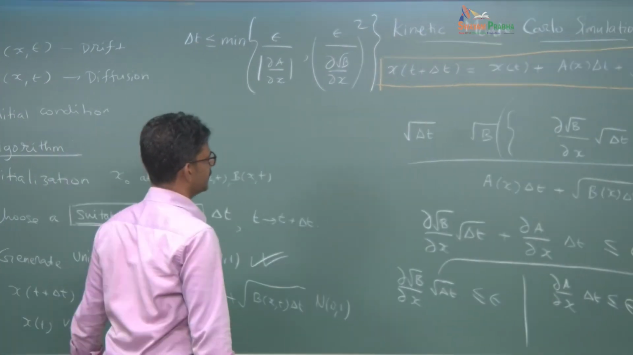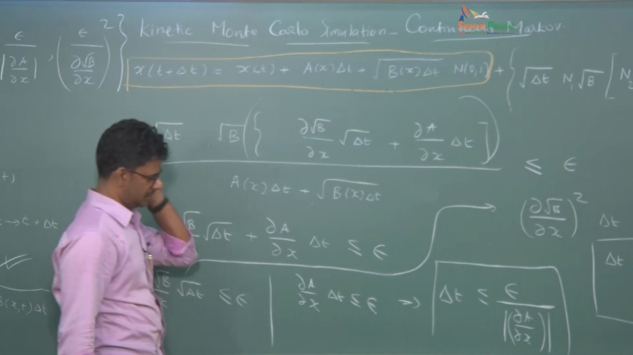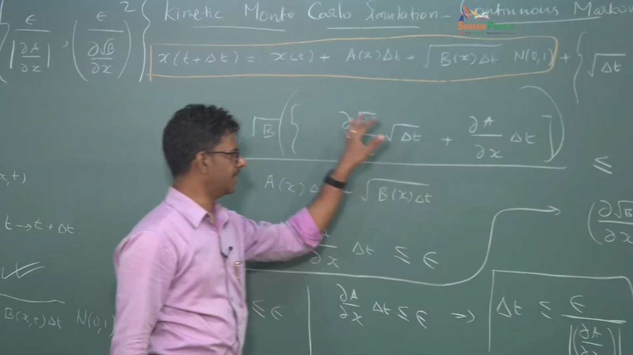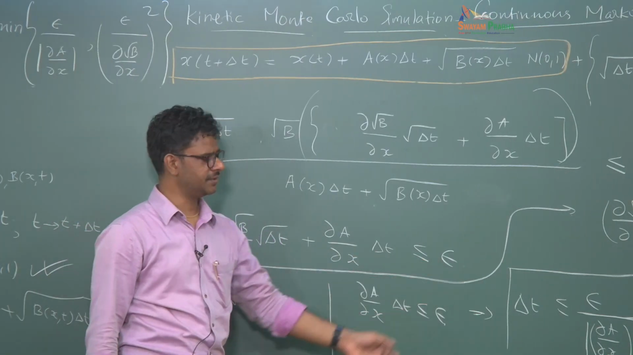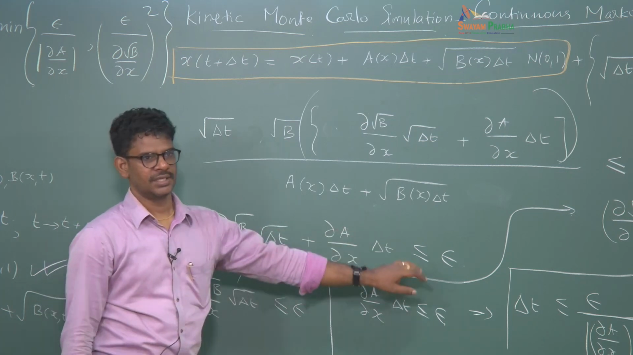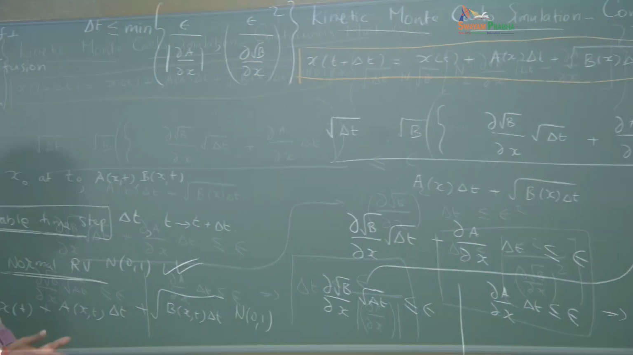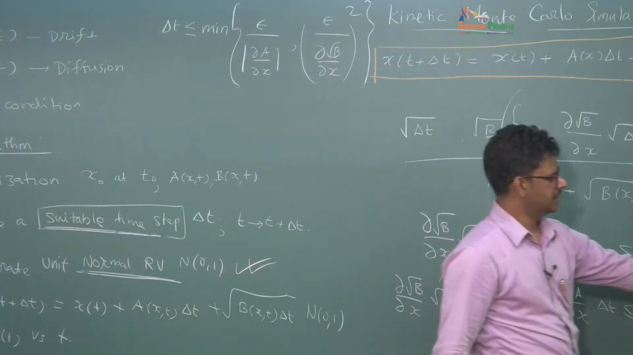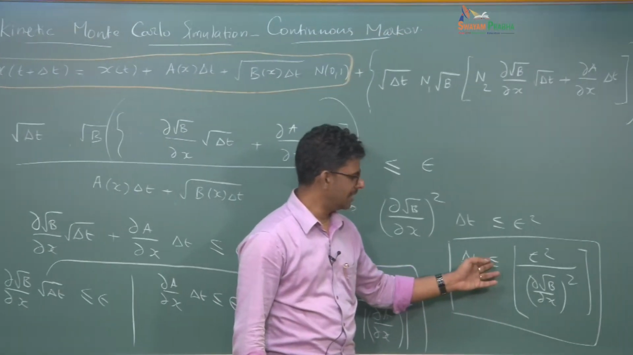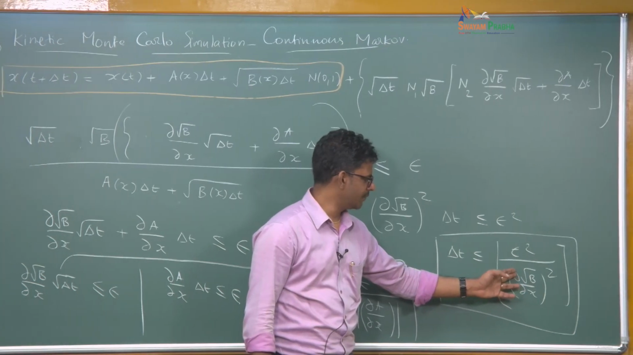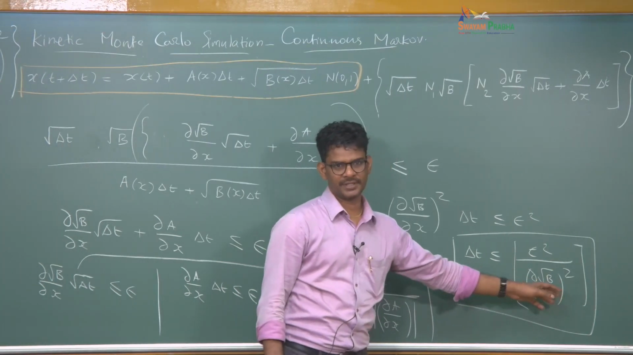So, what we have done here is we have said that this term that we have in this bracket has to be a very small number, epsilon, and then we are saying that individually these quantities have to be less than some small number epsilon. So, I am taking the first condition here, and from here I can choose my delta t in such a way that it has to be less than some epsilon square by the derivative ∂/∂x of square root of b whole square.